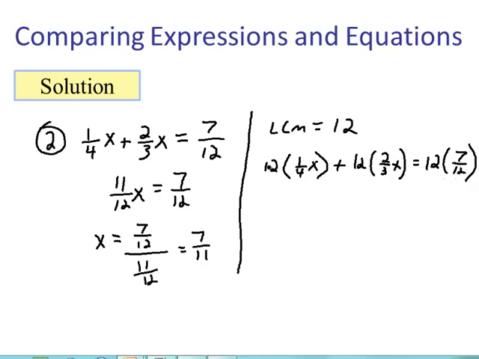7/12. This is going to be 12 times 1/4, which of course is 3x, plus 12 times 2/3, which is 24/3, which is 8. So this becomes 8x, and then these 12s cancel, and we're left with 7. This becomes 11x equals 7, and then x is 7 divided by 11, which is the same answer as we got over here.